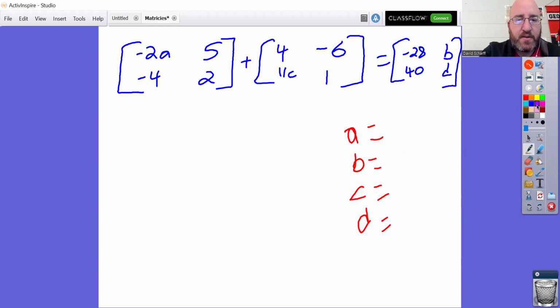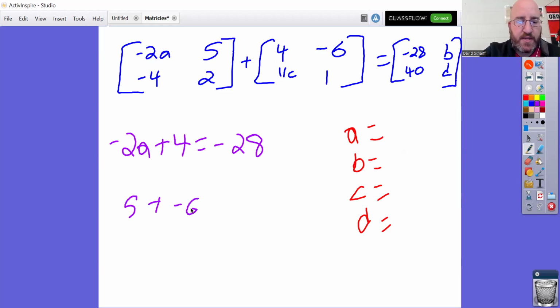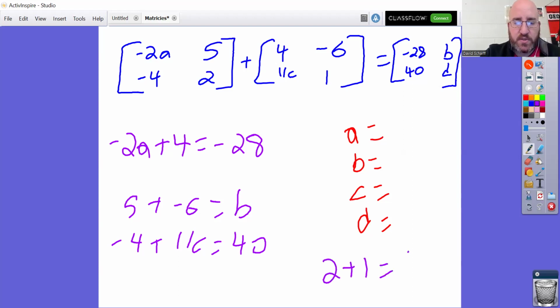So you got top left, -2a plus top left 4 equals top left -28. Okay. Top right, 5 plus -6 equals B. Bottom left, -4 plus 11C equals 40. And then bottom right, I'm going to put it over here because I need room for that one. 2 plus 1 equals D.